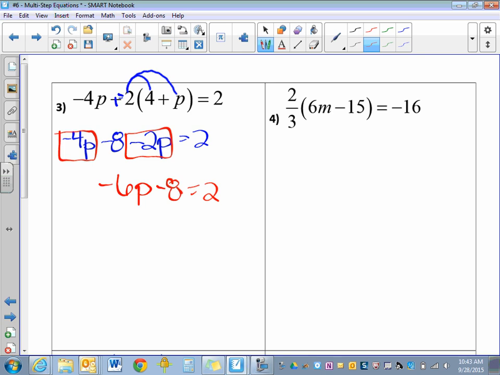So now we want to try to get our p by itself. So let's add 8 to both sides. Because we want to do addition or subtraction first. I like to think of it as what's easiest to get rid of. It's easier to do the addition subtraction. Right? Those cancel. So I have negative 6p equals 10.